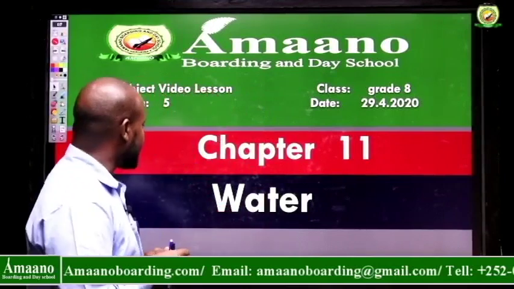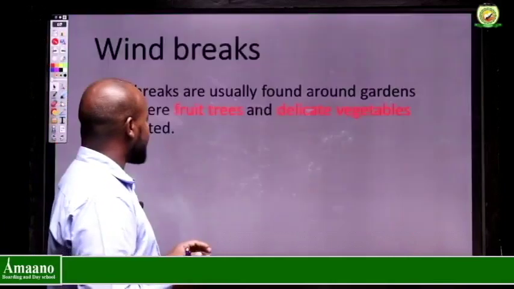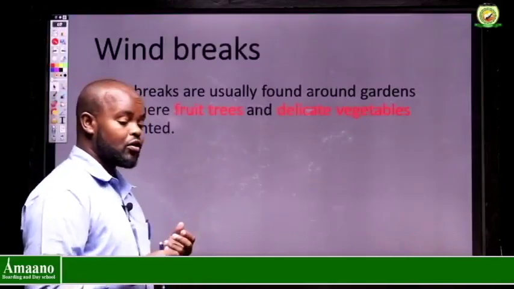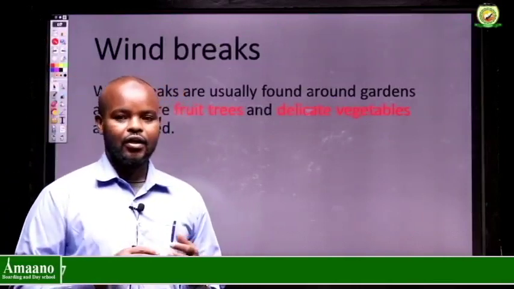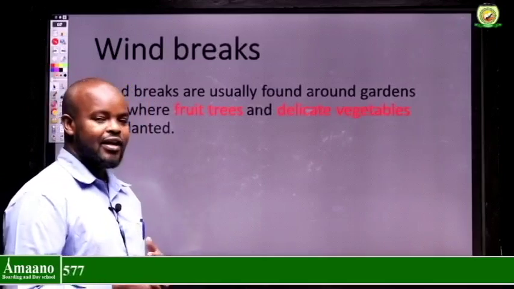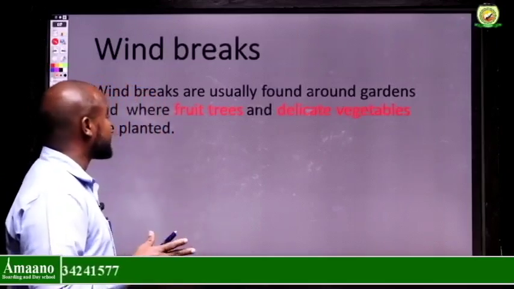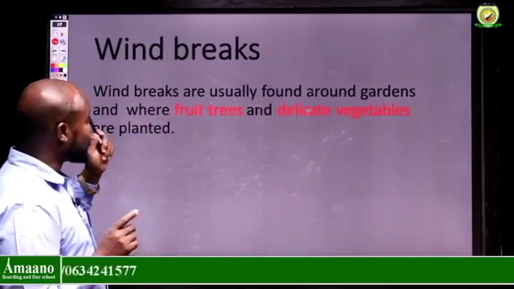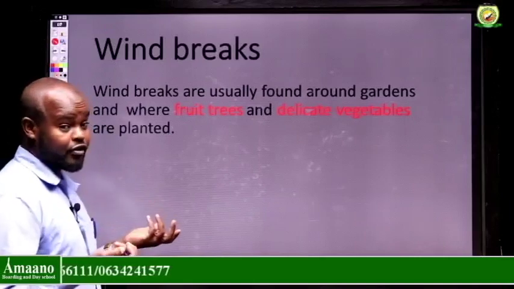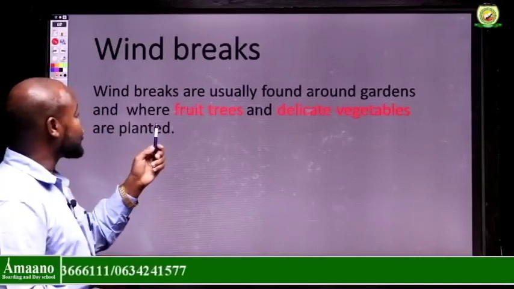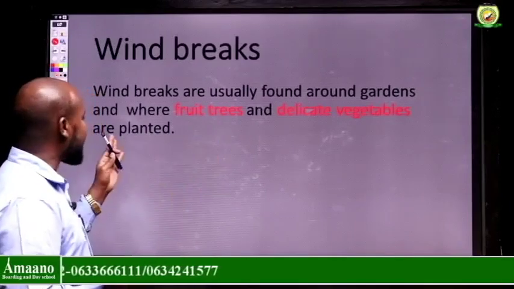Today we're going to continue from the topic water. We're talking about some uses of afforestation, like village shelter, and today we will see some more. So we will see what use of plants around afforestation. Windbreaks are usually found around gardens and where fruit trees and delicate vegetables are planted.